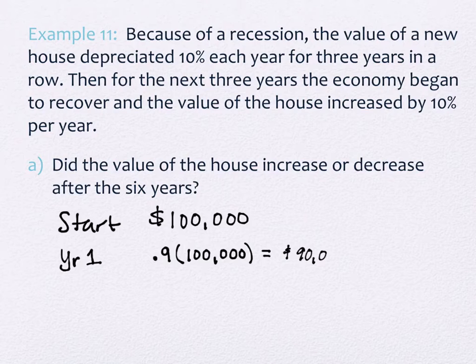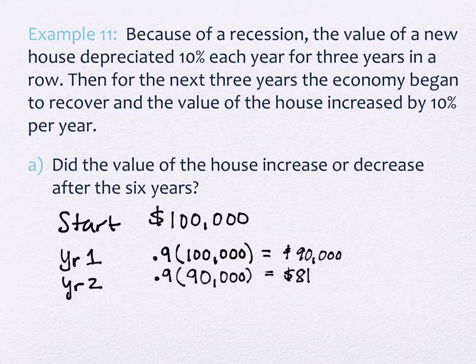90,000. That's correct. And we're going to do the same thing for year 2. Year 2, we're going to multiply by 90% again. But it's 90% of the $90,000 value that it currently has at the beginning of year 2, or the end of year 1. So what is 0.9 times 90,000? Yep, 81,000.